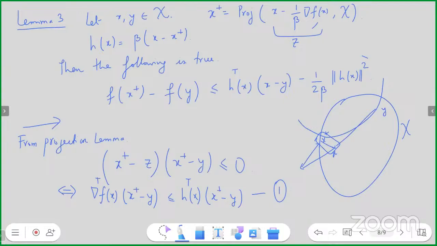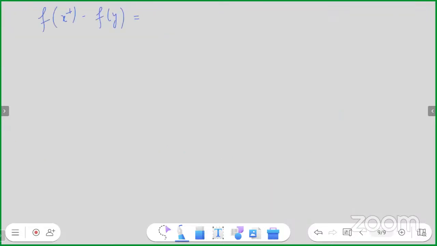So what do I want to control? I want to control f of x plus minus f of y. If I wanted to add and subtract something here, what would be the natural quantity? Not x star. In this lemma, there is no concept of minimizing. Look at the lemma. It says nothing about optimizing. All it has is a point, a gradient step, a projection. The natural candidate should be x, right? From x, I am doing something. So let's add and subtract f of x from this.